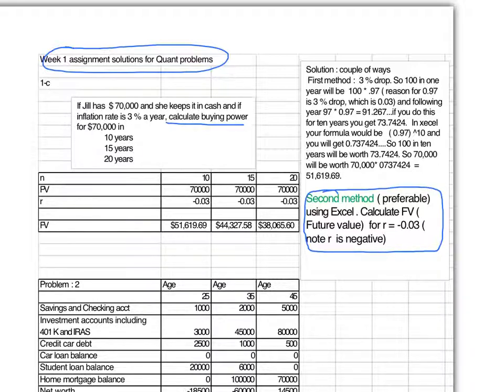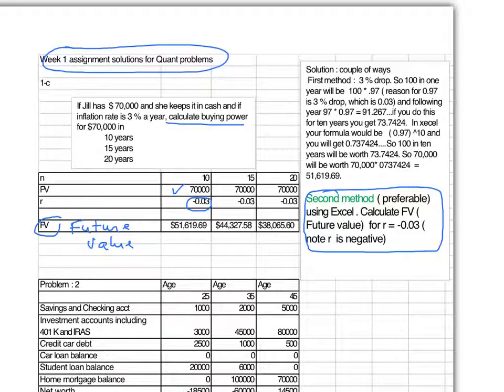So with Excel, what we want to do is calculate the future value, and you should know how to do that. At least if you did not know it for week 1, you should know it now in week 2 and week 3 as you go forward. So the present value is $70,000. The rate would be negative 0.03. And basically all that means is that the value is being deflated by 3%.